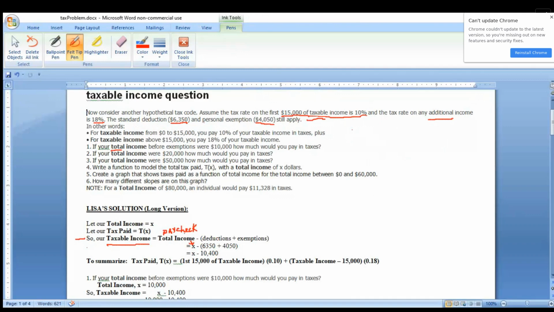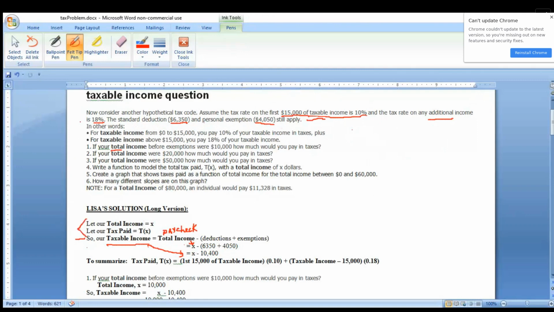And we take our total income and subtract our deductions and exemptions to get our taxable income. So taxable income equals X minus $63.50 plus $40.50. In other words, taxable income equals X minus 10,400. So that's important to know, the difference between the taxable income and the total income. We'll get to this in a minute.